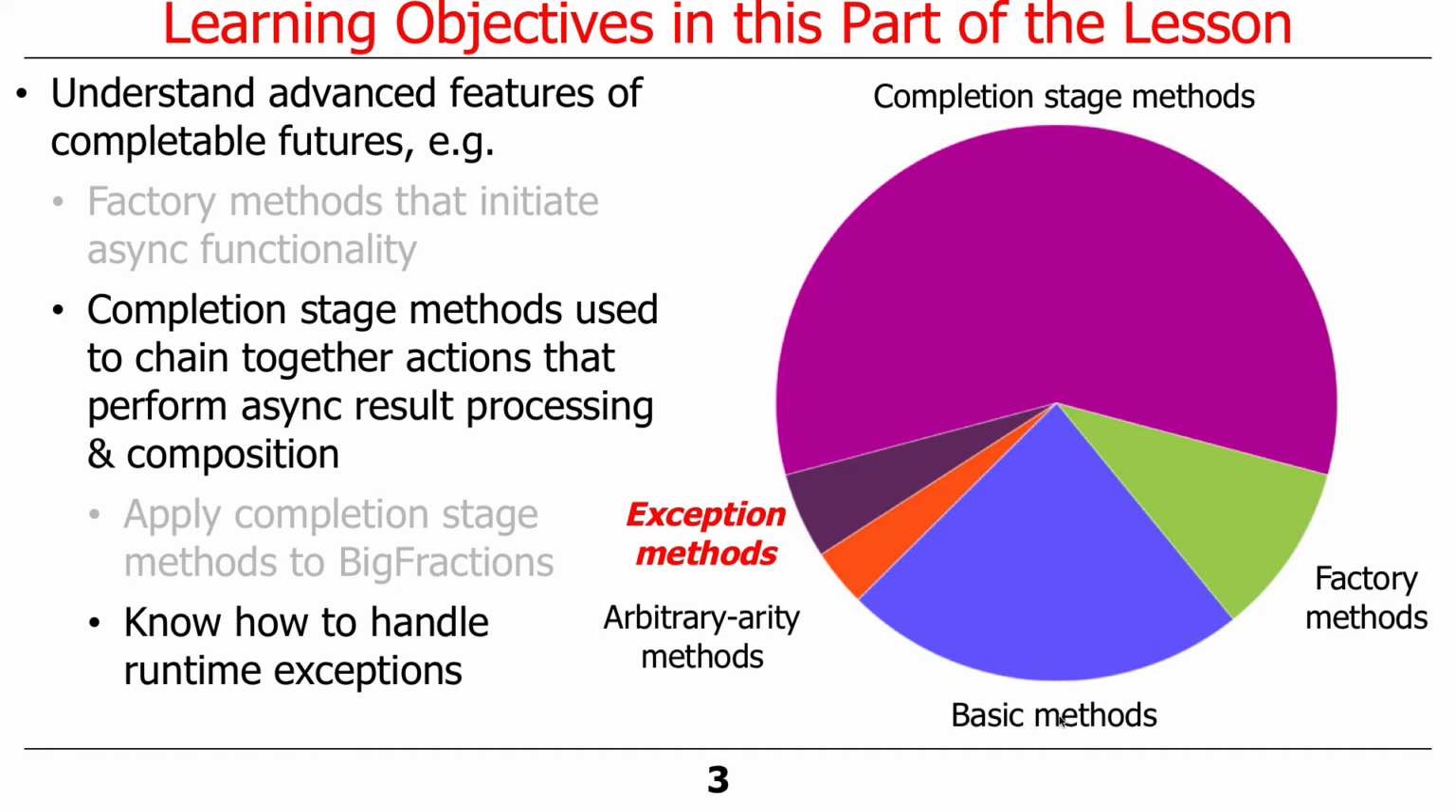We will have talked, of course, about the basic methods, right? Basic methods would be get and join and complete and is done, is canceled, all the simple things that come from Java Future that we said was kind of lame. The factory methods, which are used to initiate the asynchronous operations, so supply async, run async. The completion stage methods, of which there are many, we just talked about those. The exception methods, which we're about to talk about, and then the so-called arbitrary arity methods. So that'll give you an idea of all this stuff.